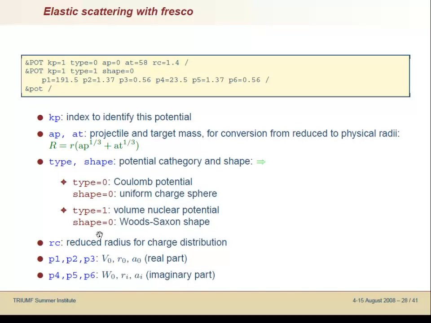The second line, which is more interesting, is the nuclear part. So type equal 1, if you go to the manual, it says... yes? Why do we have to define the masses again if you define them in the partition? Because you could have a different criterion for the conversion of the reduced radii to absolute radii that is probably not related to the physical masses. As I said, the physical masses have to be the actual masses, 4 and 58, because they will be used to calculate the momentum and so on. But this will be just used for the conversion.